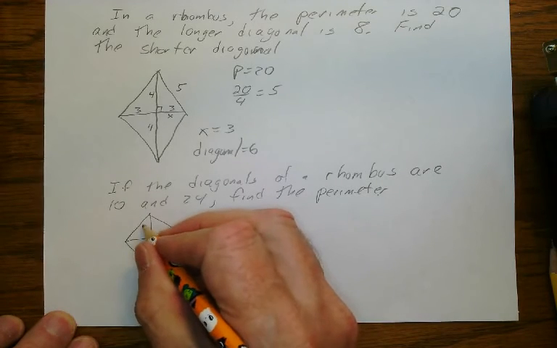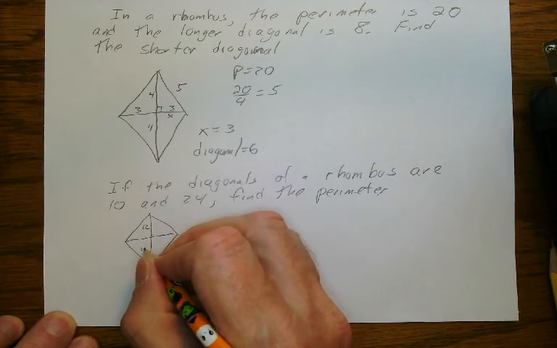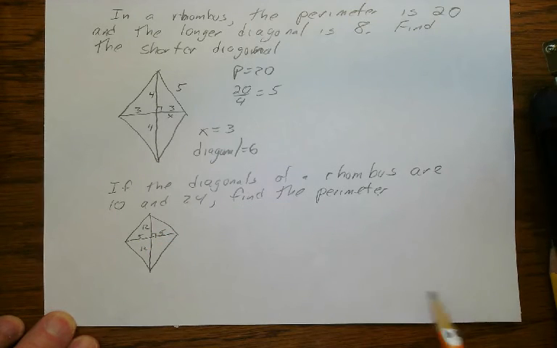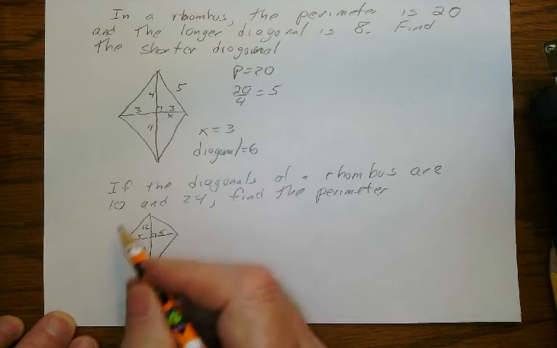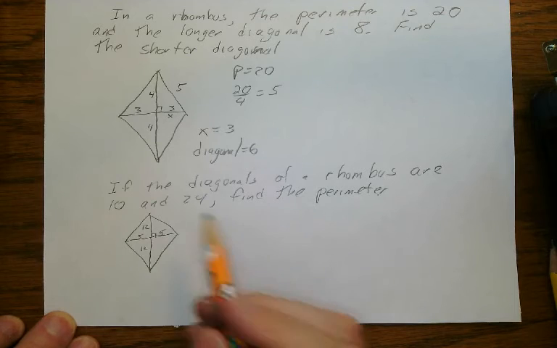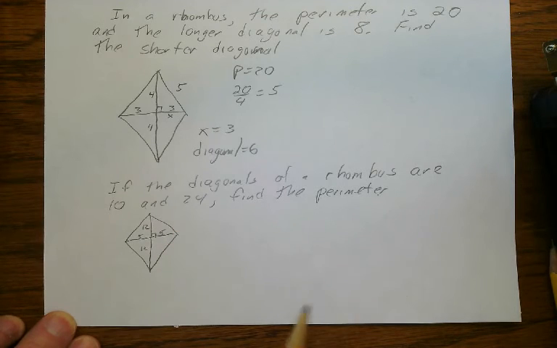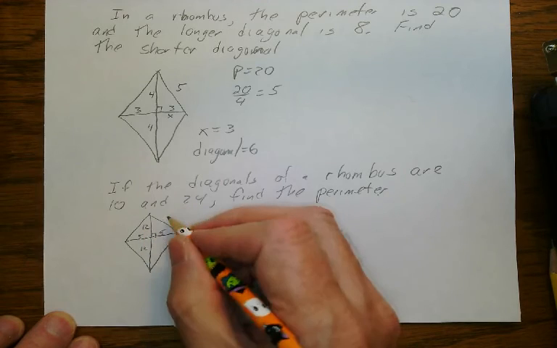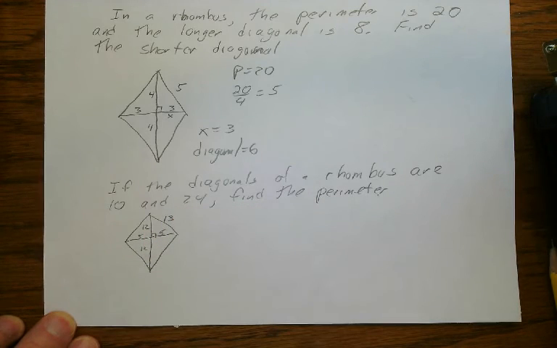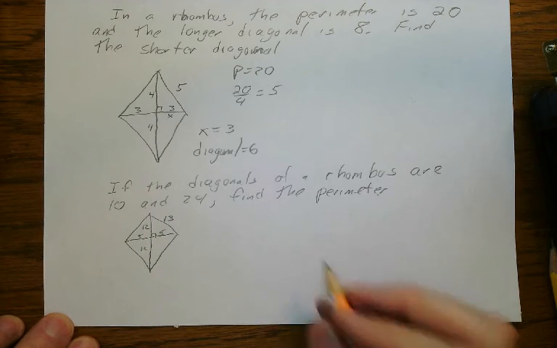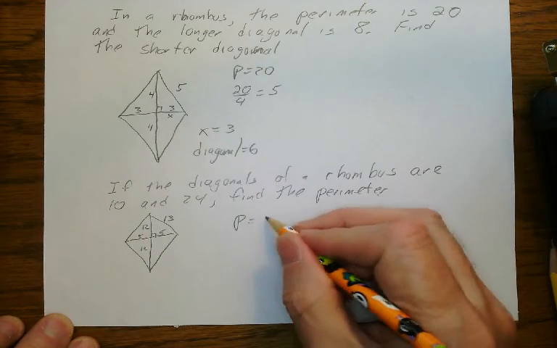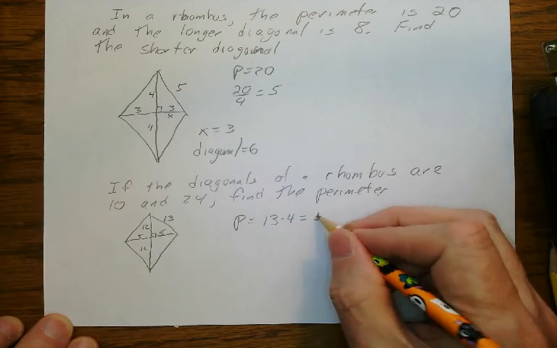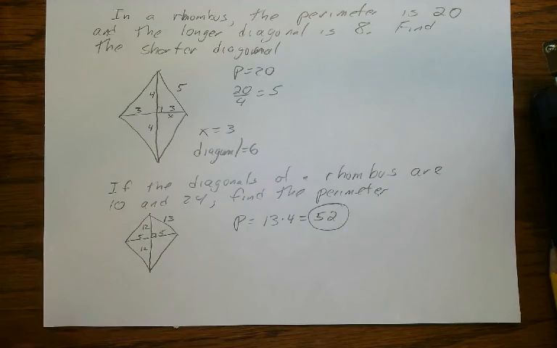That means if they're cut in half, I get a 12 and a 12 and a 5 and a 5. I want to find the perimeter. I have to add up all four sides. Well, if I find one side first, I just times it by 4. You may recall that 5, 12, 13 is a triple. So one side is 13. So the perimeter is 13 times 4, which is equal to 52.